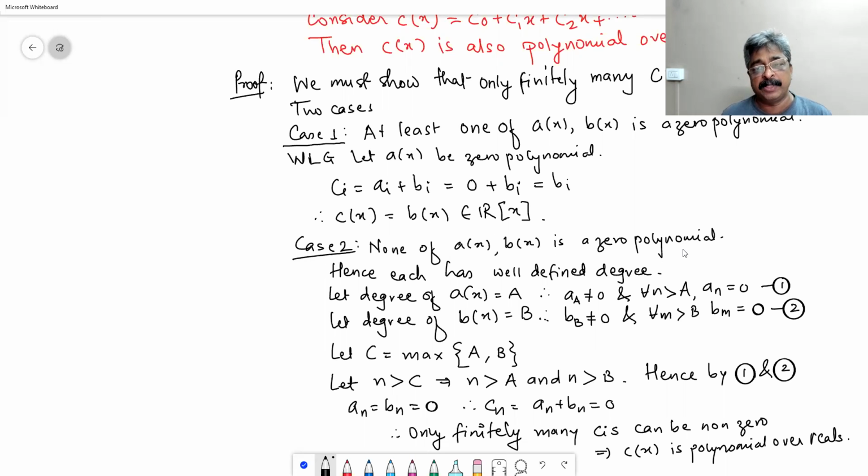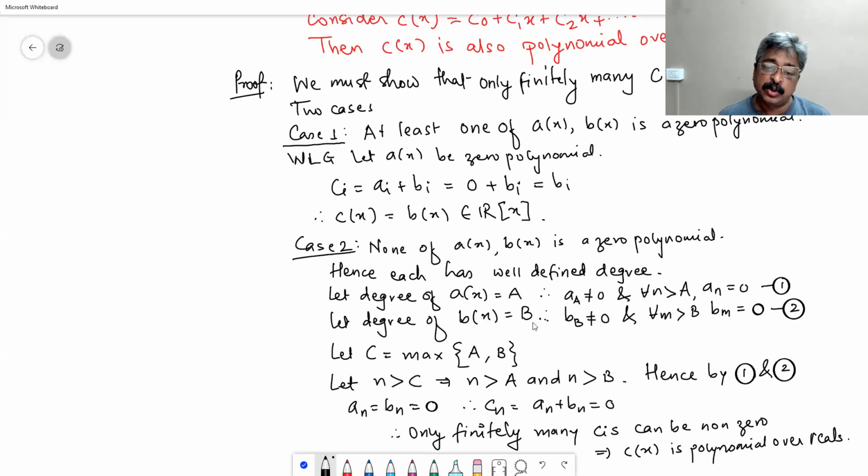Case number 2, none of them is a zero polynomial. That means they have some degree. So let the degree of a of x be capital A, which implies that the coefficient of power A, that is a of capital A, is not zero, and every other coefficient beyond capital A is zero. Degree of b of x is capital B, then the highest power coefficient, that is b of capital B, is not zero, and every other coefficient which is greater than capital B is zero.